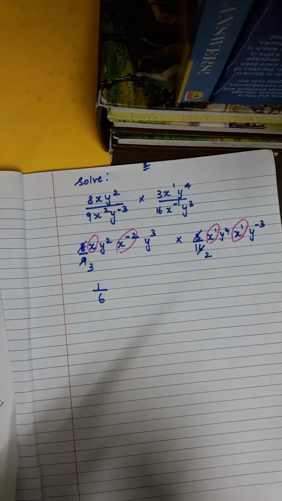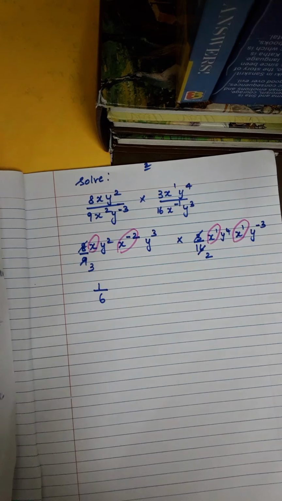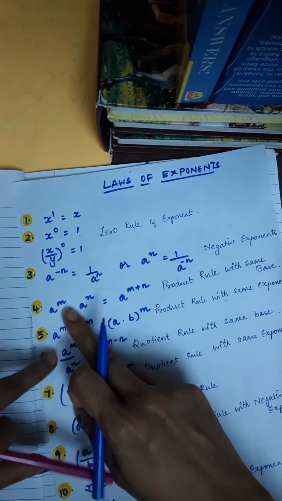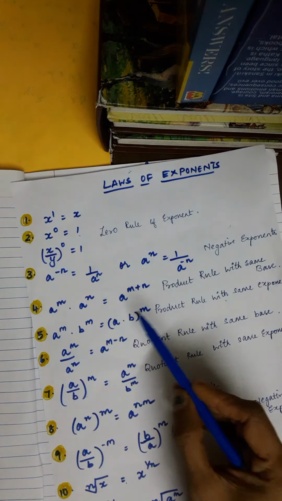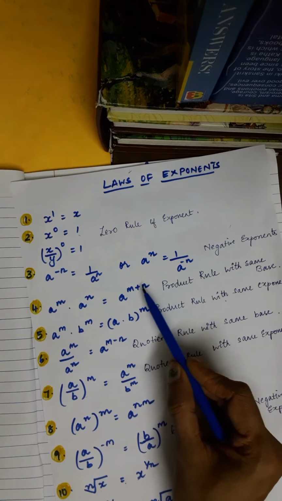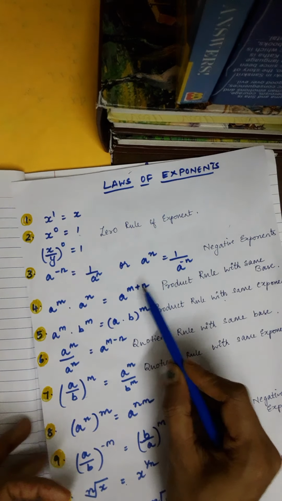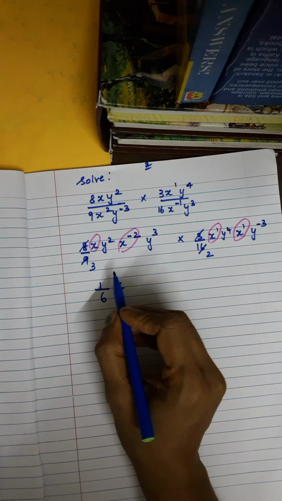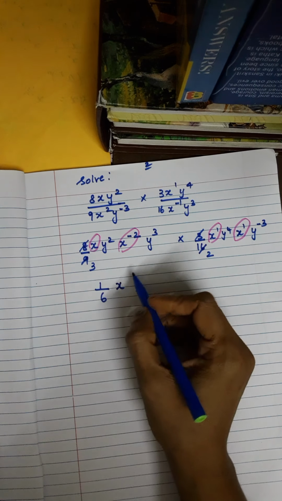So here the product rule applies, that is the product rule with the same base. See this one, product rule with the same base: a to the power m into a to the power n. You have to have the same base, and you can just add your exponents. So I'm going to write my x the same. I'm going to add my exponents. For x, if there is nothing, it means it is raised to the power 1.